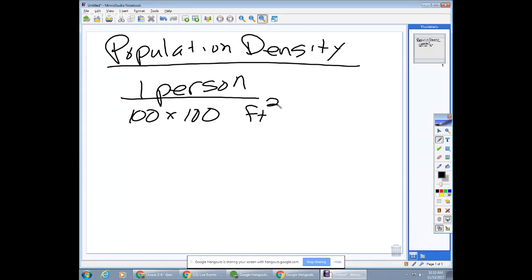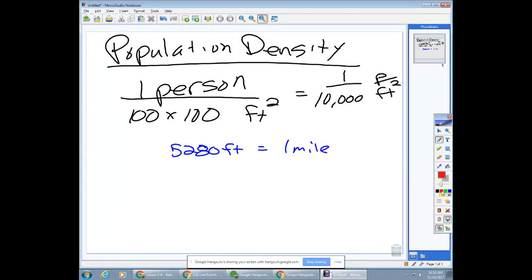So that's what we're starting with. We can clean that up a little bit. That's 1 over 10,000, 4 zeros, people per square foot. And usually populations are given in people per square mile when they talk about population density, so we need to convert this. The trick on that, and we messed this up a couple times last time, but we'll get it right today, is we know that there's 5,280 feet in 1 mile.